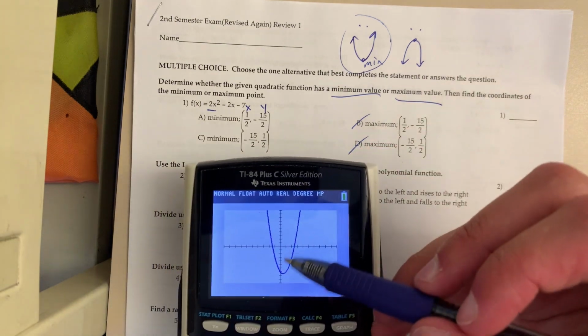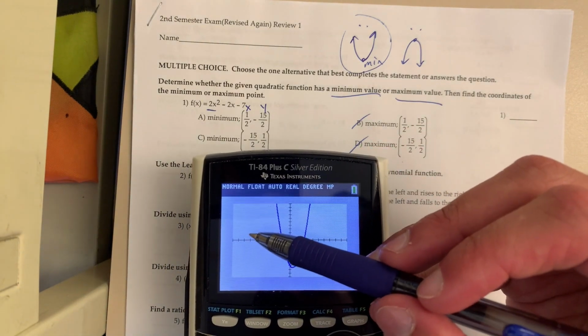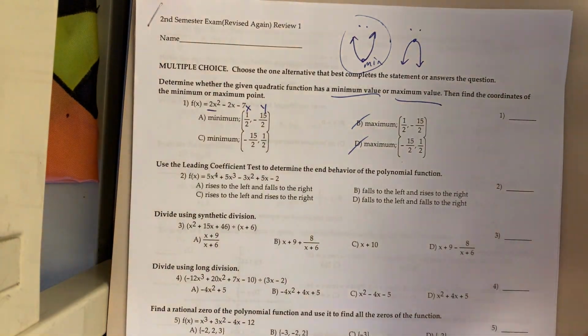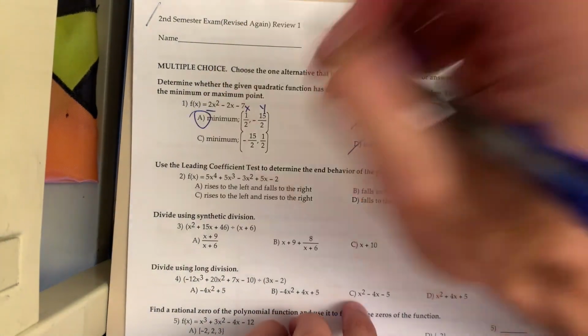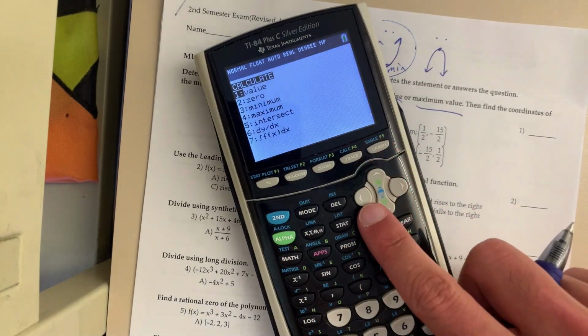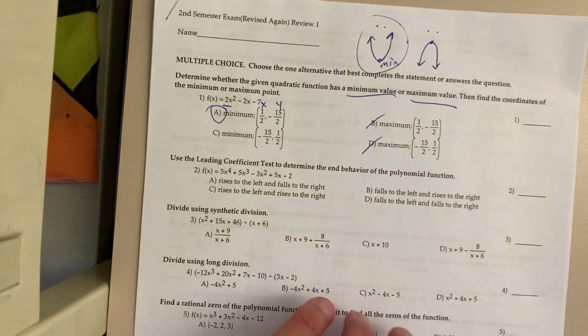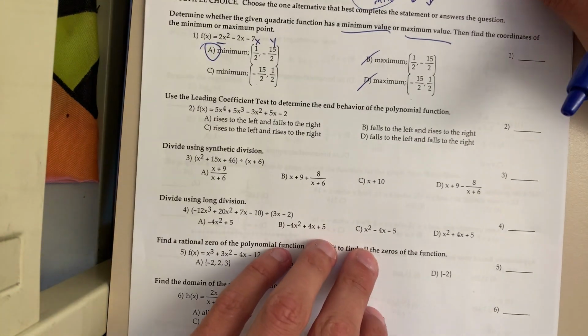And this is the other way around. So x being -7.5 would be over here, and then +1/2. So that's not where it is. So we're going to go with answer A. And again, you can also go second calc, and your minimum value can be found that way too, specifically the exact coordinates.